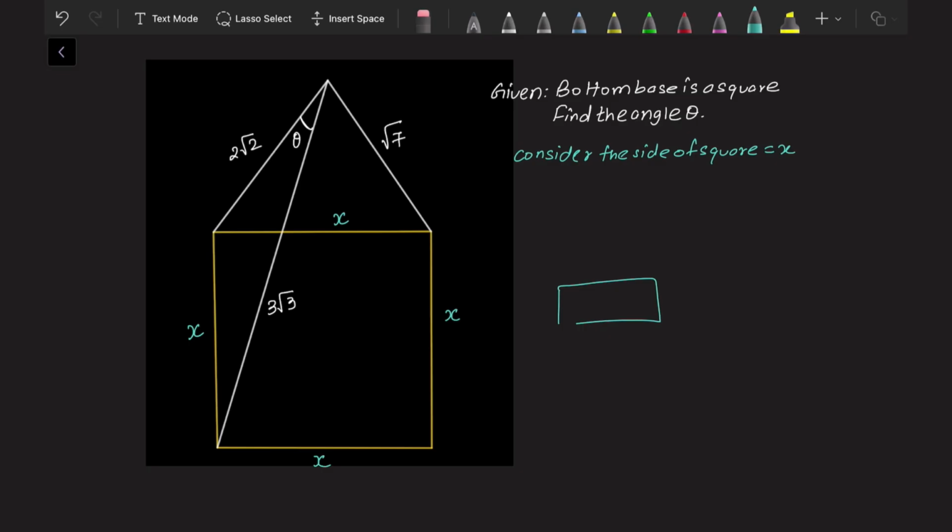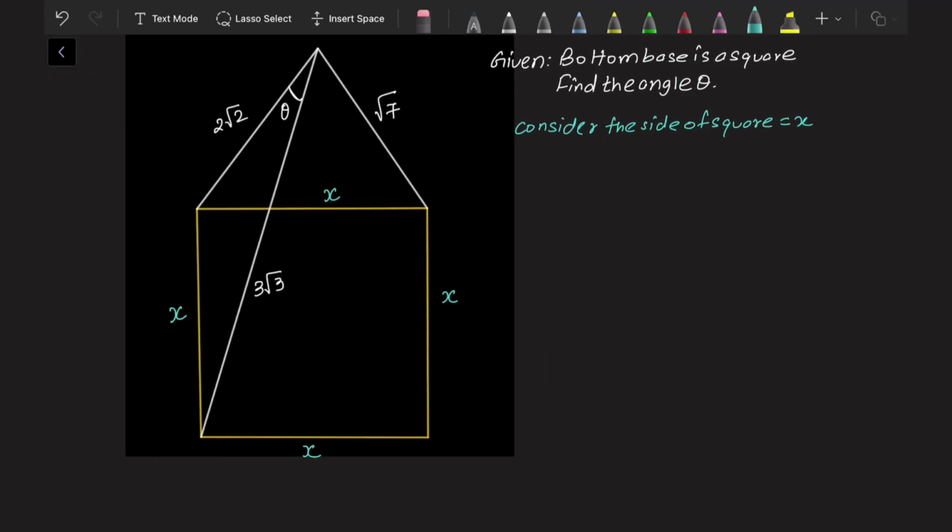Sorry, not x, it was given a square. Meaning if it was a rectangle, we cannot use this particular fact that all the four sides are equal. So whatever thing is given in a geometrical problem, you should utilize it very carefully. The first thing that comes to our mind using a square is that all the four sides are equal. So if one side is x, all the four sides are x.